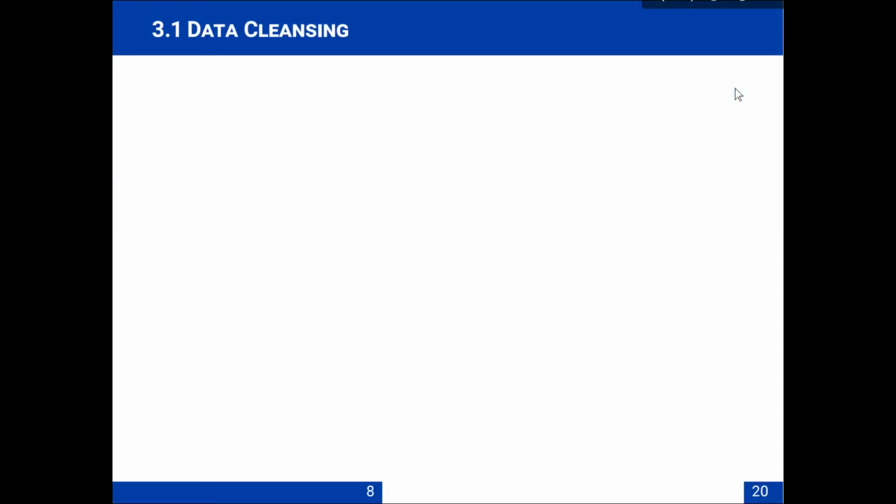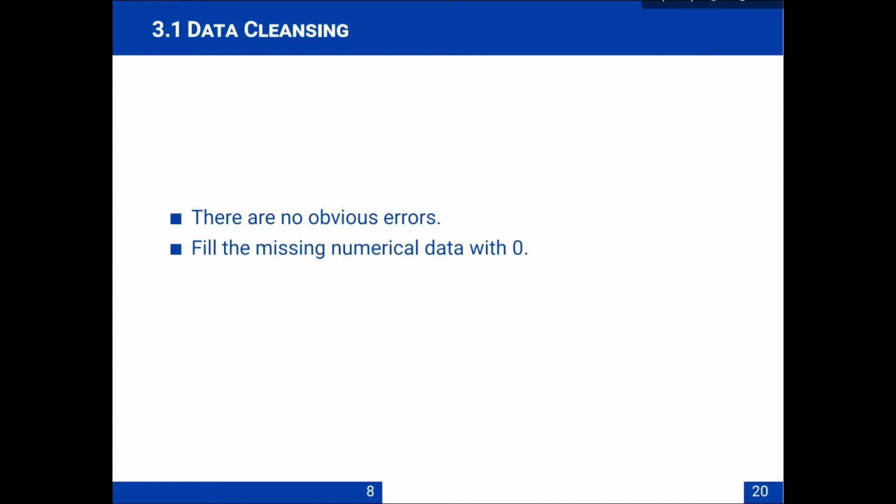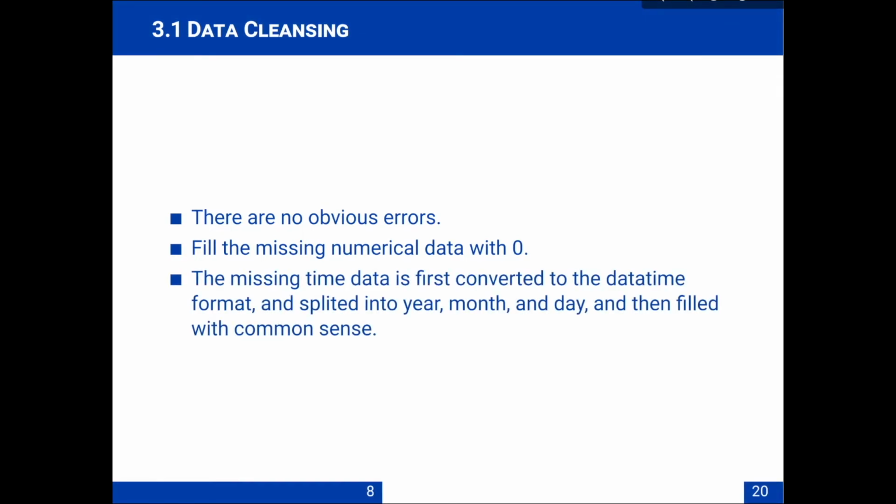Hello. Next part, I will introduce data processing. First thing is data cleansing. Our dataset comes from Kaggle. After data analysis, there are no obvious errors in the dataset. So we only need to fill the numerical data with 0. And for the missing time data, we converted them to year, month, day, and fill them according to common sense. Such as, we will fill months with 7.